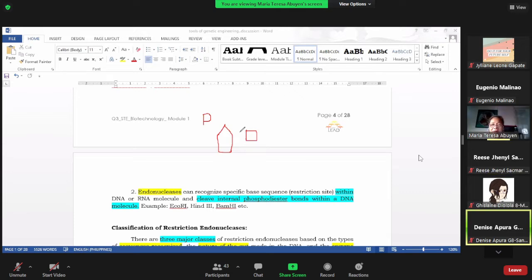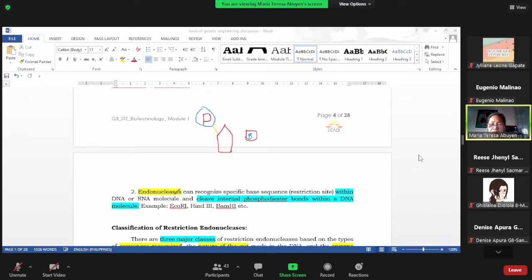Okay, now. So the phosphate is connected to sugar, right? The sugar is connected to a base. Let's say, for example, this is a base, this one is the phosphate, and the phosphate in here. Now, this phosphate is connected to a sugar. It is bonded to a sugar through a phosphodiester bond. This is what connects phosphate to sugar.